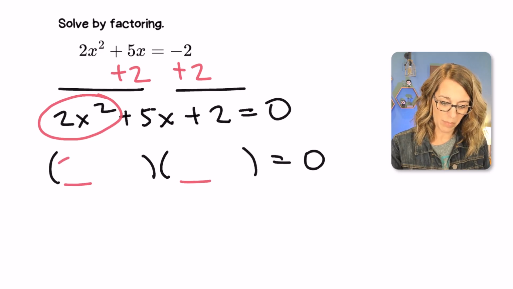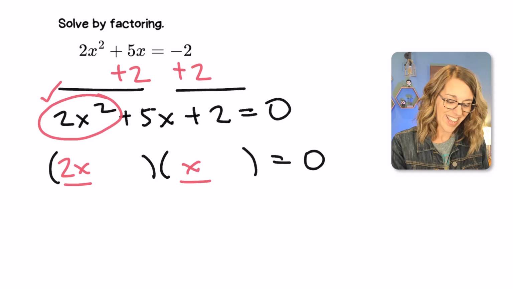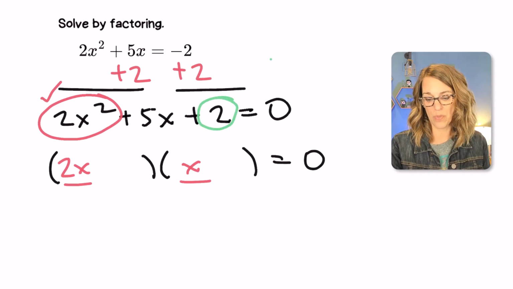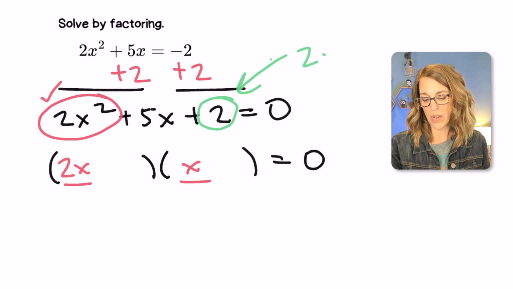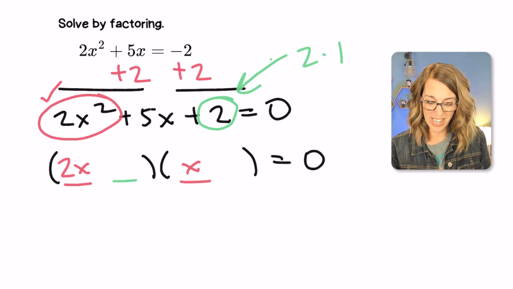X squared would be an x times an x. So how about a 2x times an x? I've got that done. And then on the end there, I need something times something equals 2. That's definitely going to be a 2 times a 1. And I've got two choices for how to place those.